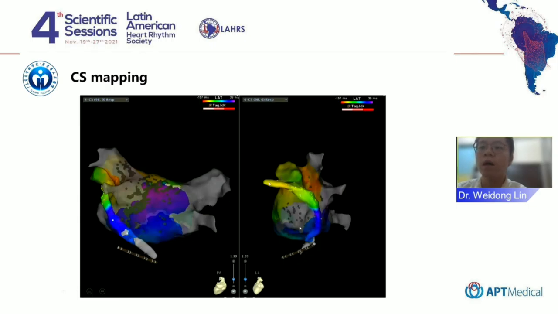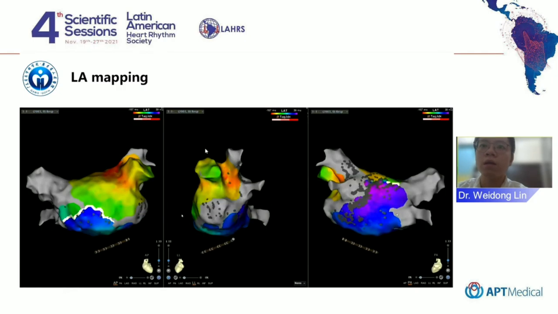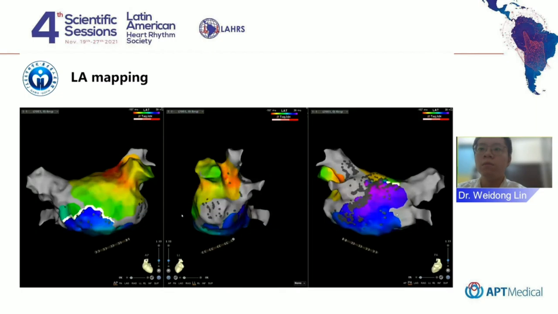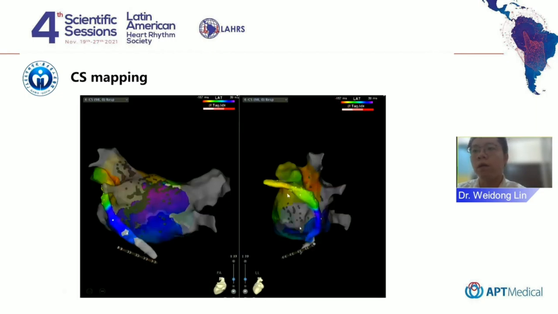However, during the mapping of the coronary sinus and the left atrium, we cannot map the full cycle length. We can see that the total left atrial activation time is about 185 milliseconds, but the total cycle length is about 266 milliseconds. There is about 80 milliseconds lost. So where is the activation?